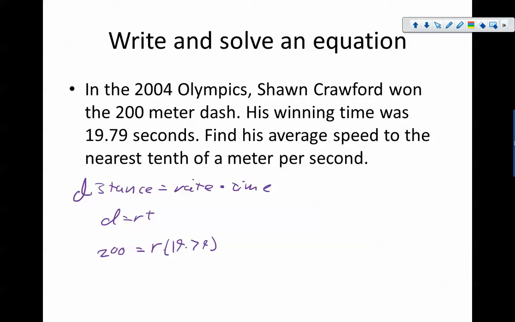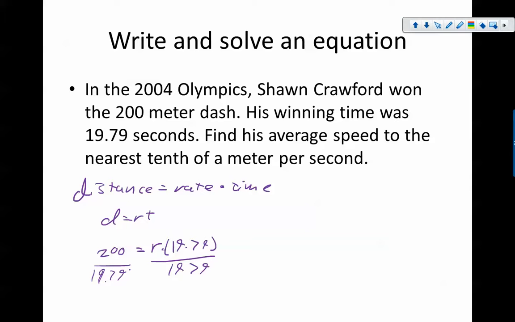The formula, distance equals rate times time. The D, the 200, we can just plug in for D. And the time was 19.79. So now it's just a matter of solving the equation. We are multiplying these two things together, which means we need to divide by 19.79.